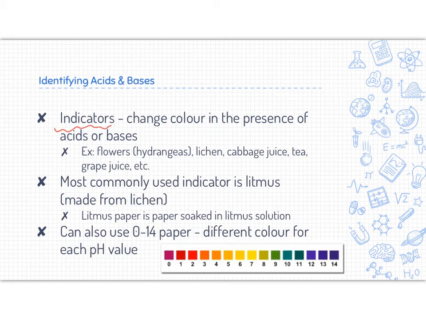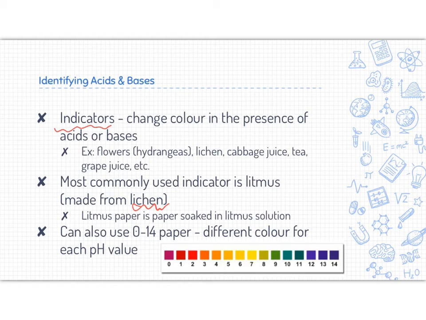Lichen, which is kind of like a mossy covering on rocks, if you will. Cabbage juice can be made. You boil cabbage till it smells really bad in your house. And that cabbage juice, once strained, will change color depending on what is present. Some types of tea, grape juice, there's lots of different things that are actually indicators. The most commonly used indicator is litmus. And again, it's made from this lichen. Litmus paper is just paper soaked in that litmus solution.